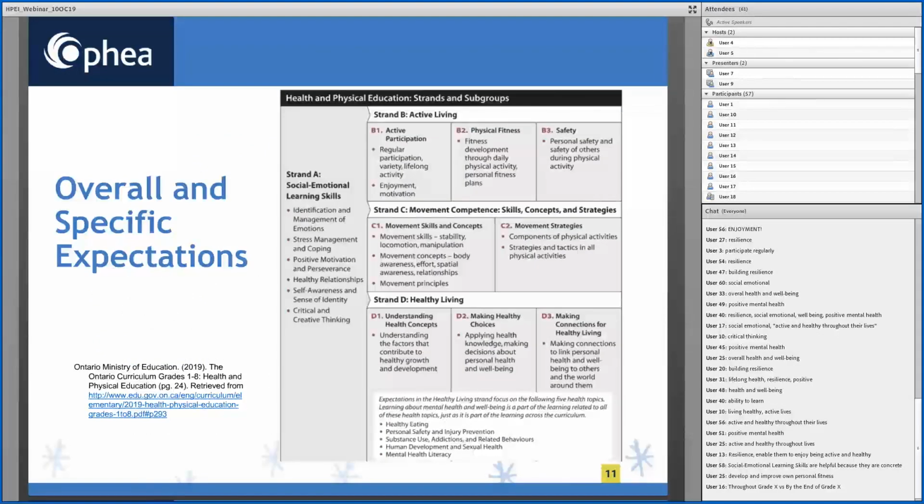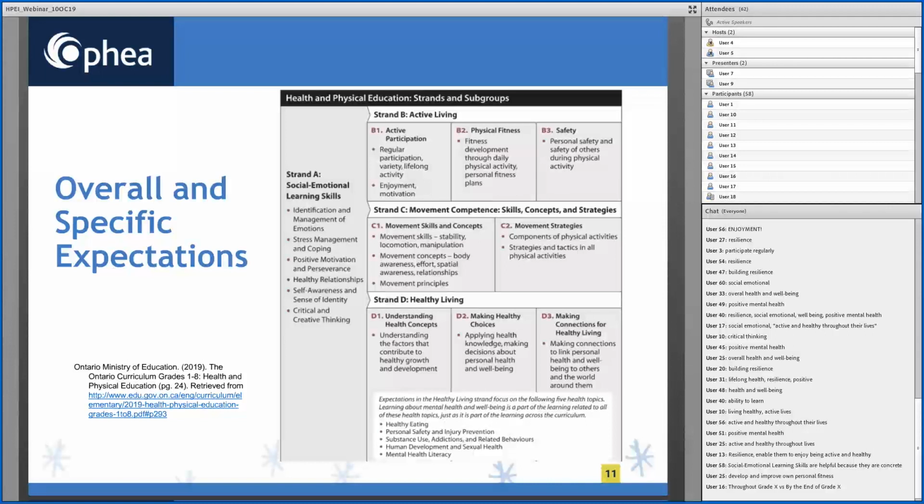Together, the overall and specific expectations describe the mandatory learning of the curriculum. And in here, you can see the breakdown of the different strands. The overall expectations outline the types of skills and concepts that are required for healthy active living at any age or stage of development. And for this reason, with the exception of social emotional learning skills and healthy living, the overall expectations are repeated in constant terms from grade 1 to 12.